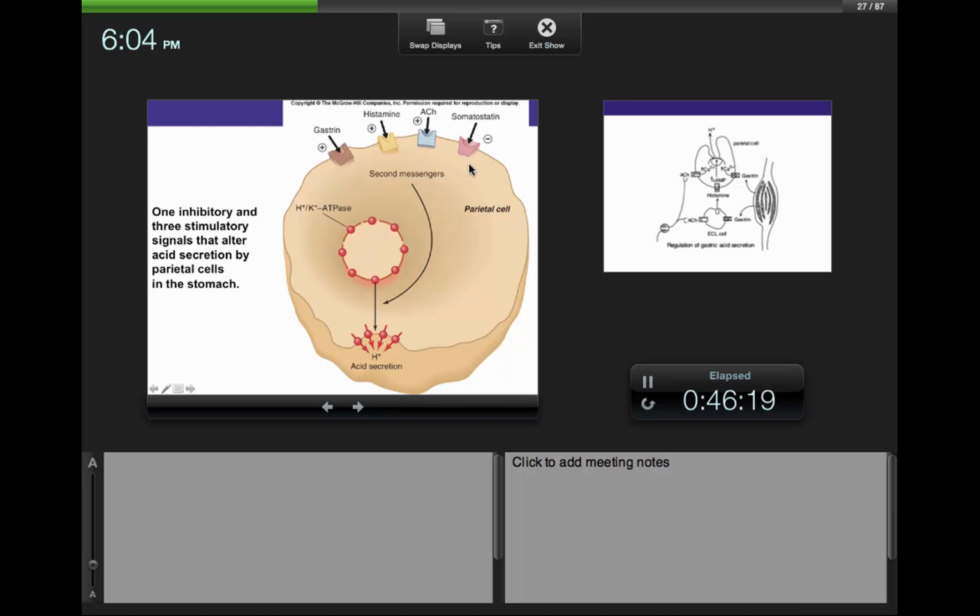Anybody remember what else somatostatin inhibits? We talked about it today. Growth hormone, release of growth hormone. It also inhibits insulin and glucagon. Whenever you think about somatostatin, I would just think it inhibits a lot of stuff.